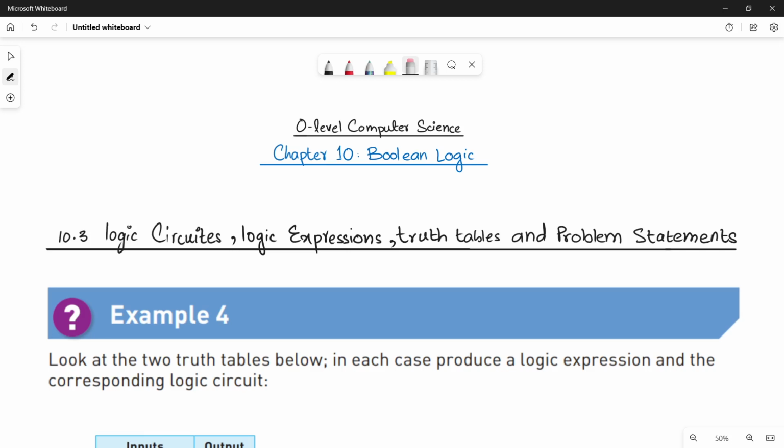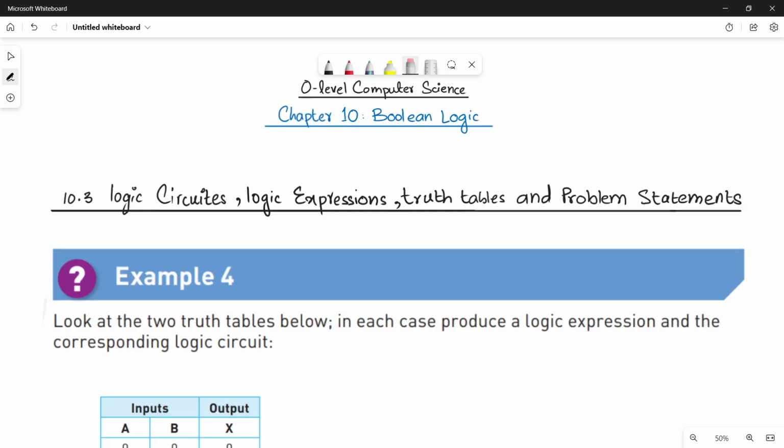In this video, we will be doing example number 4 of Boolean logic. We are already done with example number 1, 2, 3. If you want to see the videos, go ahead and watch them on my channel. Okay, so let's quickly start with example number 4.